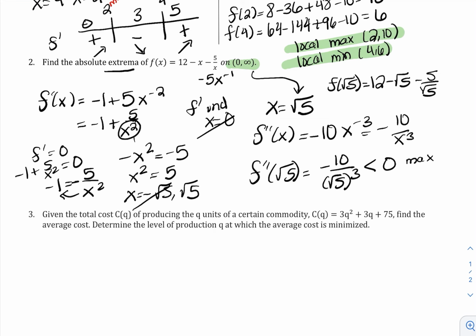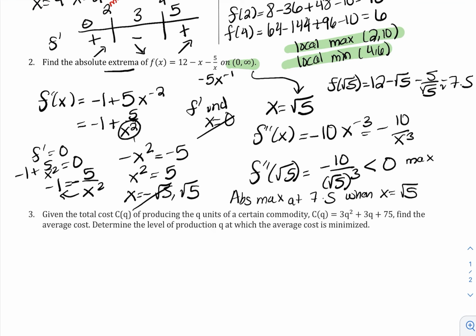So that's going to give us approximately 7.5. You have to have a decimal because the square root of 5 is irrational. So we're going to round it to the nearest tenth. So we have an absolute max at 7.5 when x is equal to the square root of 5.